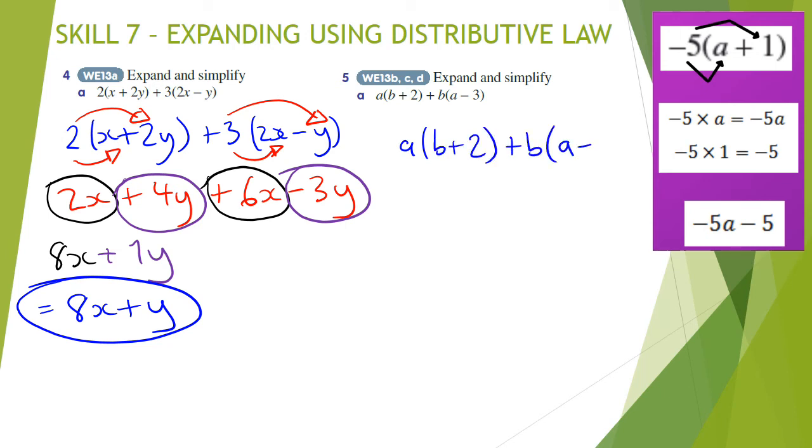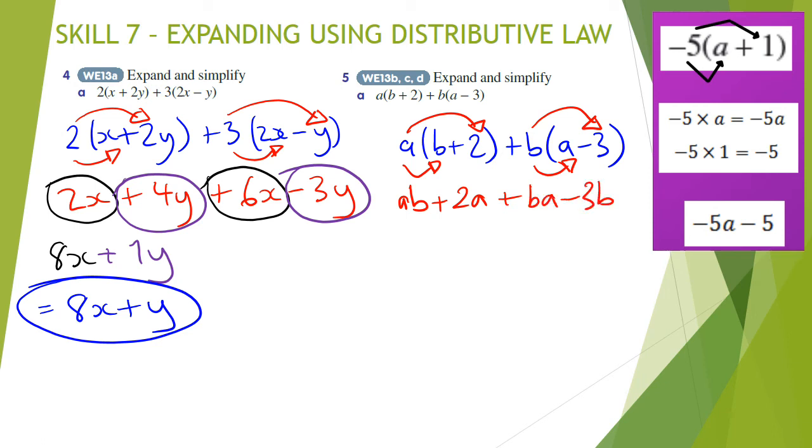If we look over at 5a, we've got a out the front, b plus 2, plus b out the front, a take 3. Draw our arrows in so we know what we're multiplying. And then we start off, a times b is just ab, a times 2 is 2a, b times a is ba, b times negative 3 is negative 3b.